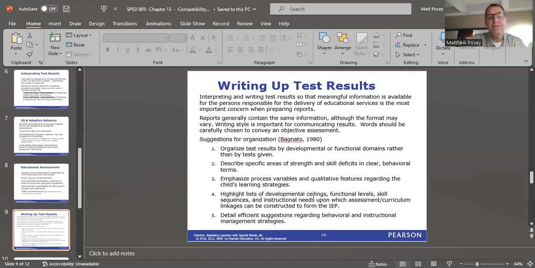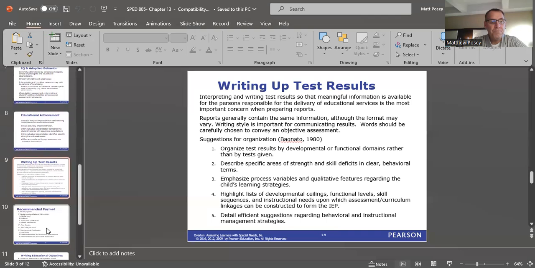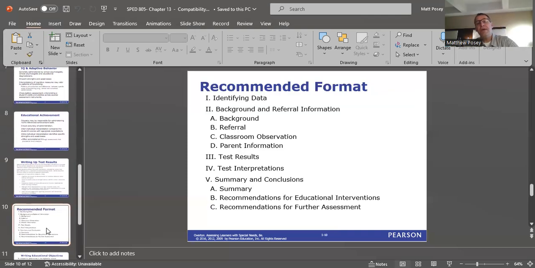Also within that, we may describe or highlight developmental ceilings, basals in there. There are different functional levels, skill sequences, and then also instructional needs that we are going to recommend as we're developing a potential plan for services. And we're going to detail some suggestions in there regarding possible behavioral and instructional strategies, depending on what the suspected disability might be. So here's the recommended format.